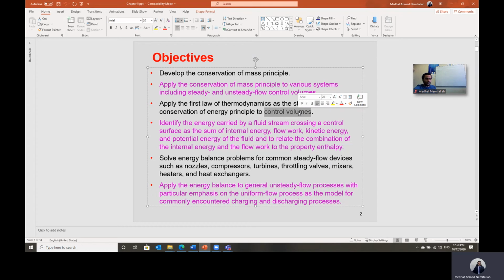Control volume means open system. The system allows for mass transfer. We call it control volume because the volume is fixed in this case, unlike the closed system, which we call control mass as the mass is fixed. In a closed system we don't have mass transfer, and that's why we don't have a mass equation in this case. Okay, we'll apply the first law of thermodynamics for open systems.